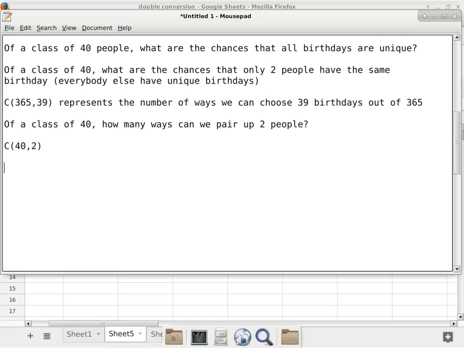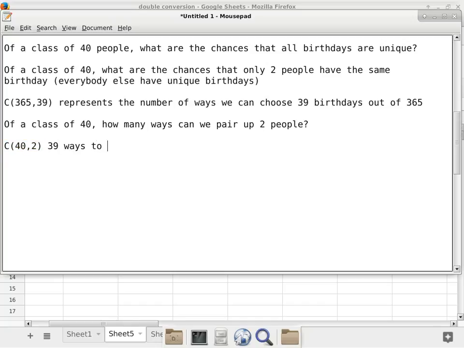So we have this number of ways to choose 39 cards out of 365, each card representing a day out of a whole year. And then we have this many ways to choose which 2 people would have to share the same birthday. But then what about the other 38 people? How many ways can we distribute the other birthdays amongst those 38 people? Would that be an order-significant problem or an order-insignificant problem? Order significant, right?